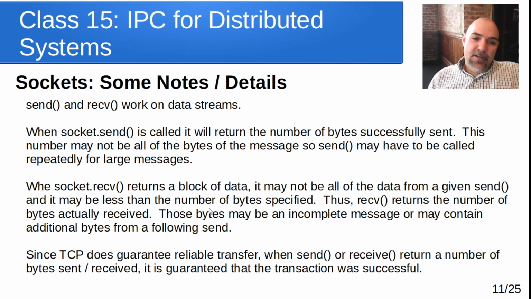All right, a few notes and details. Send and receive work on data streams. So in other words, just like with a pipe, send sends things, pushes things into that pipe. Receive pulls things out of the pipe. And like pipes in Python, sockets are duplex by default. In other words, you can send and receive on one socket that's been opened.